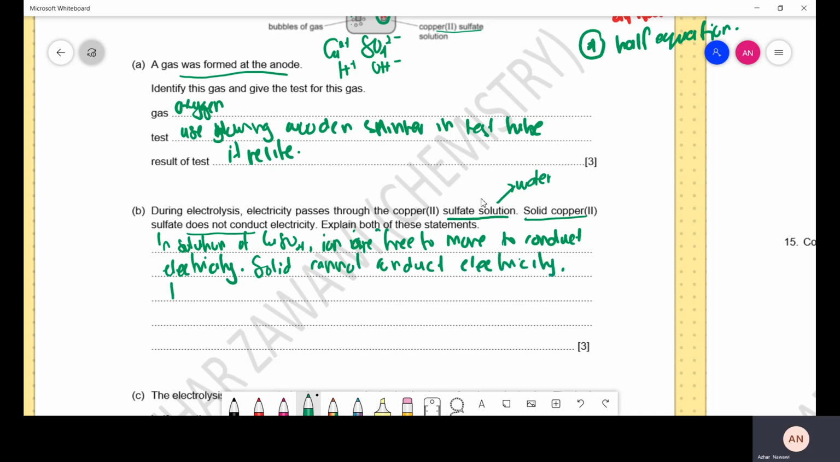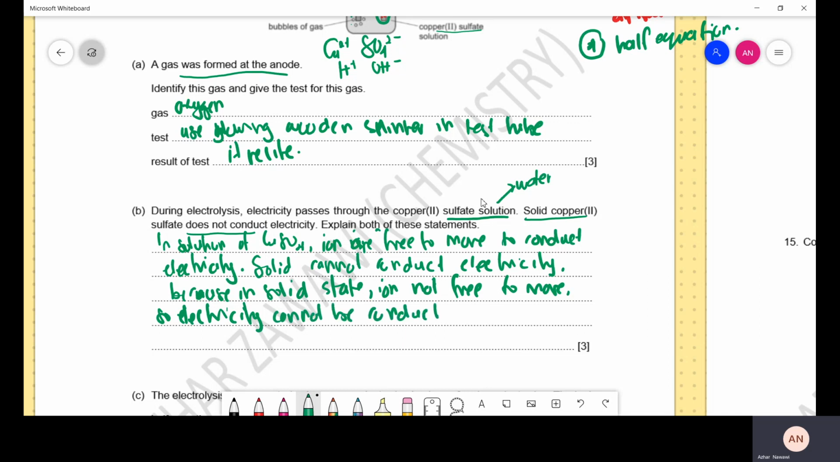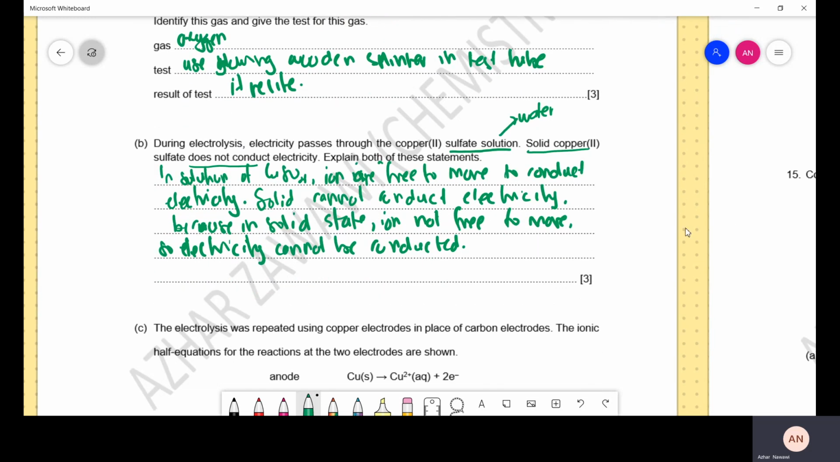Explain why. Because in the solid state, the ions are not free to move, so electricity cannot be conducted. That's the reason. The keyword is free moving ions.